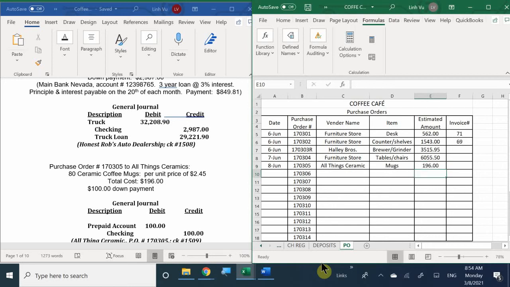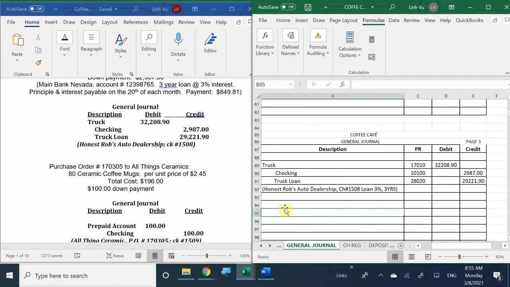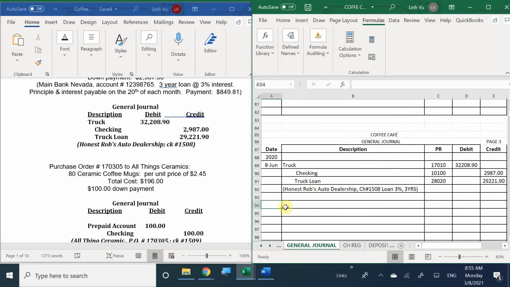$196. Okay, good. Now that I entered that information in, I'm going to go back to my journal because we already made our purchase order. But we also wrote a check because we decided to do a $100 down deposit. So in this case, I'm going to write a check to All Things Ceramics, and it's going to be considered a prepaid account.